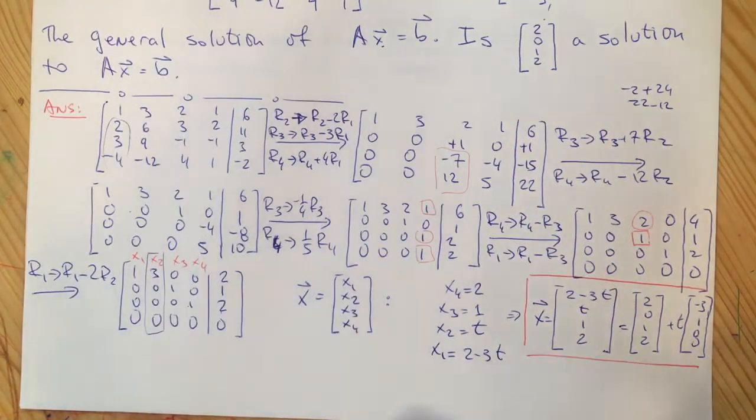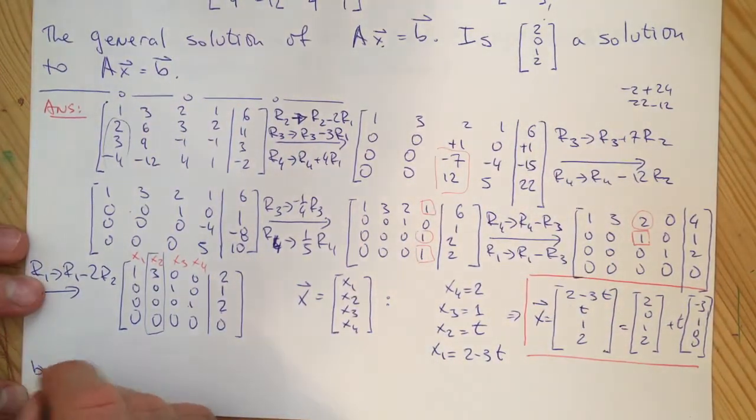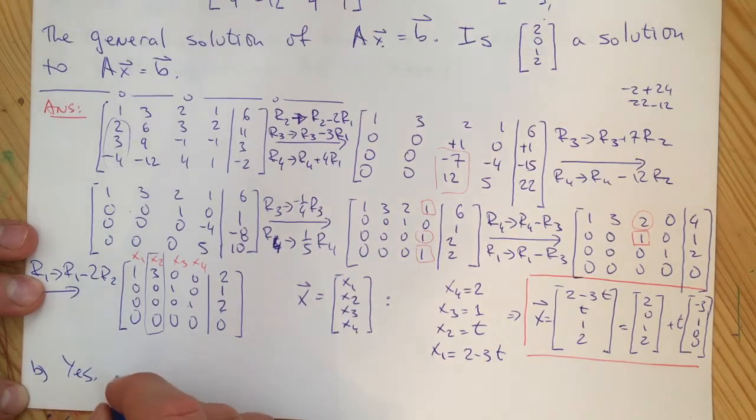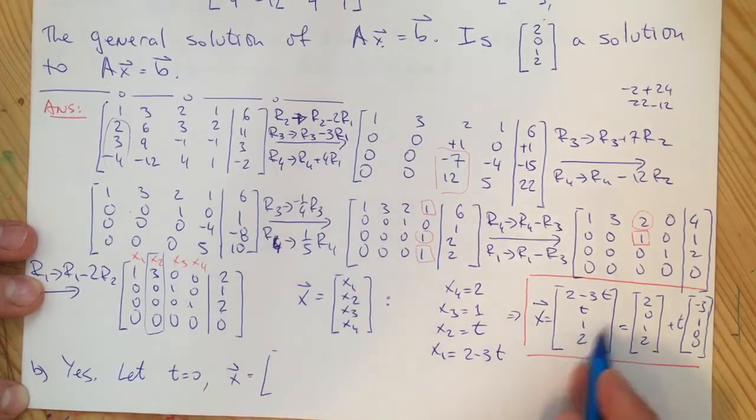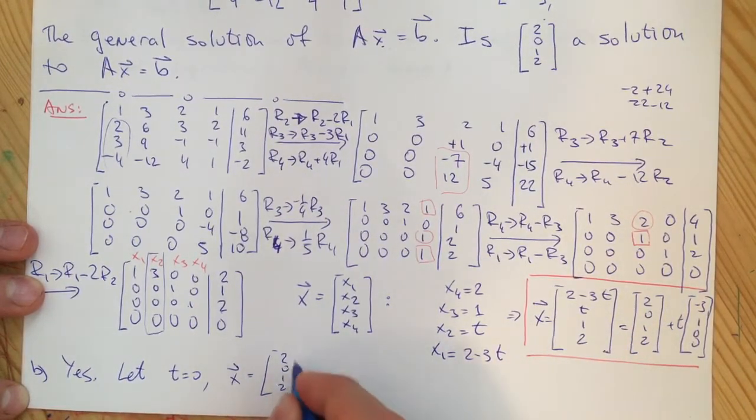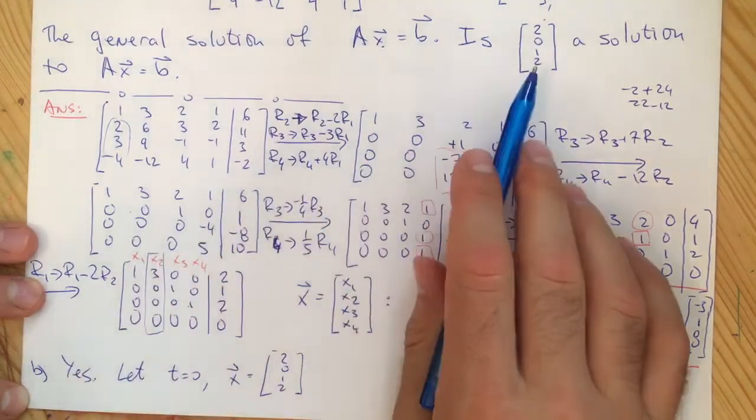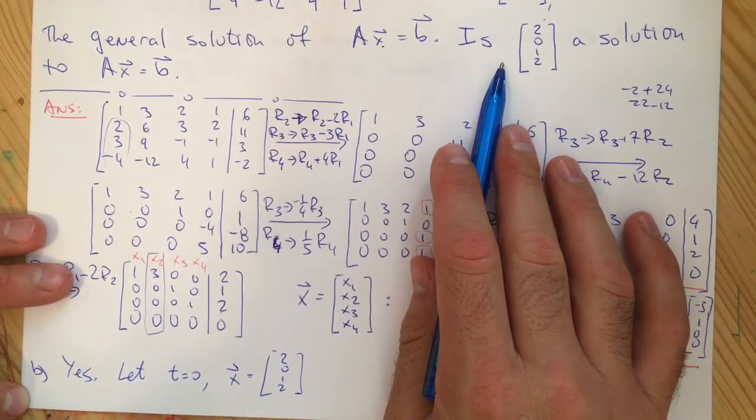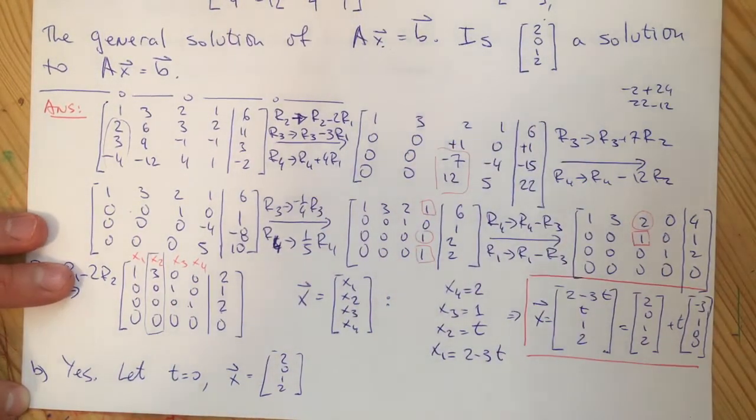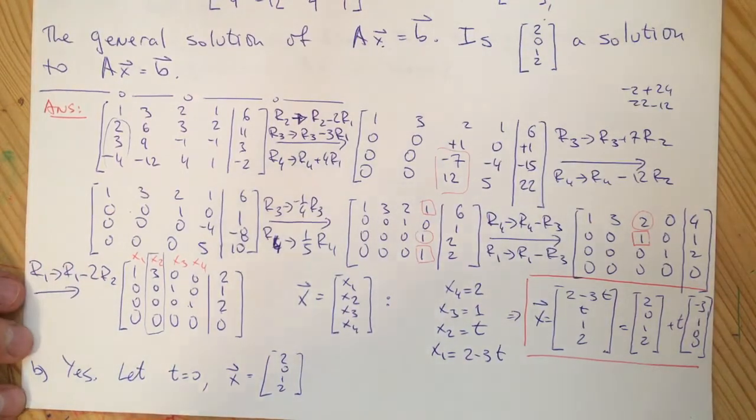And now the question is whether this vector here is a particular solution of this matrix equation. Well, part B, yes, if we let t is equal to 0, then the vector indeed we get 2 0 1 2. So basically we can obtain this vector for some particular t, in our case that t is 0.